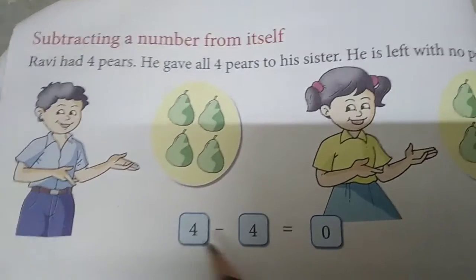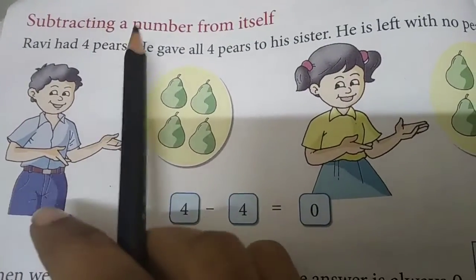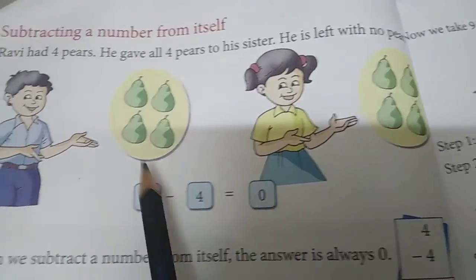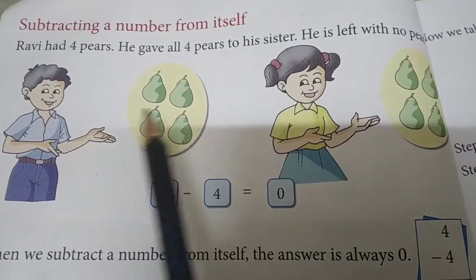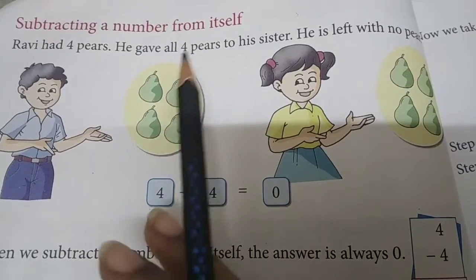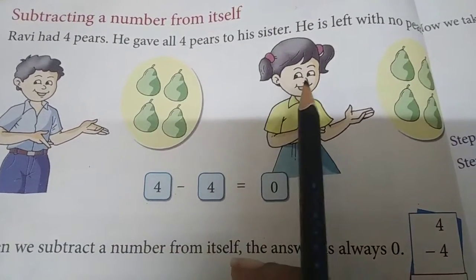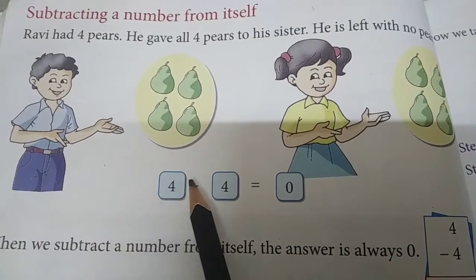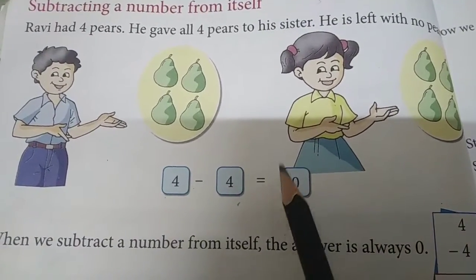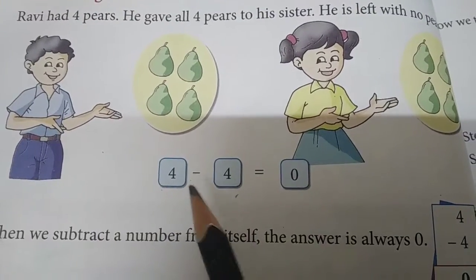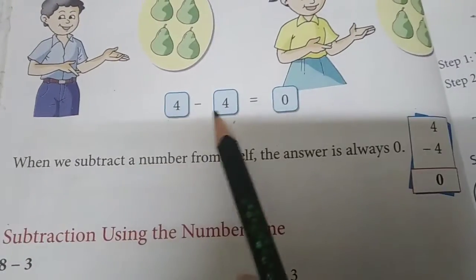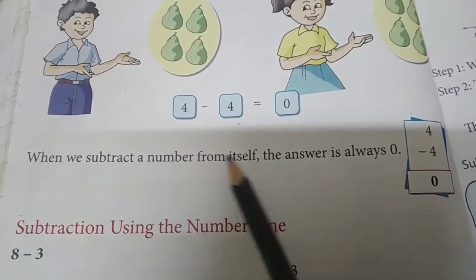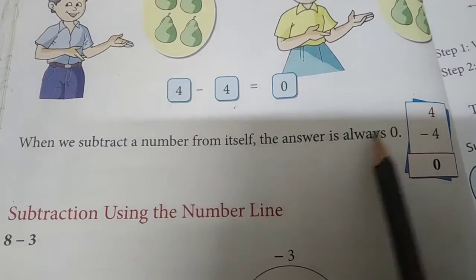And another property I just told you, that is subtracting a number from itself. That means 4 minus 4. Okay, so here you can see Ravi had 4 pears. He gave all 4 pears to his sister. So how many pears are left with him? So 4 minus 4, 0. So subtraction is nothing but taking away. So if you subtract all, you will get 0. So when we subtract a number from itself, the answer is always 0.